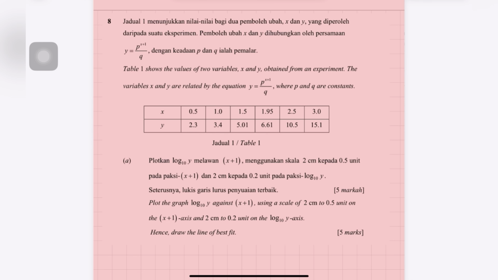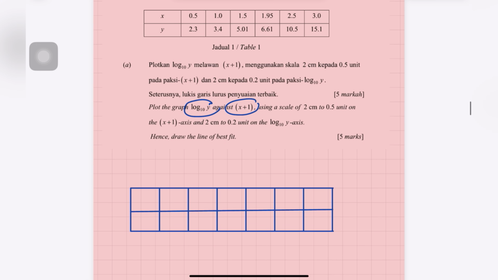So first of all, we have to construct the table for values of log y against x plus 1. Okay, so then we construct the table. We follow the instruction. So we have x plus 1, and log y base 10. For x plus 1, 0.5 plus 1 is 1.5. 1 plus 1, 2.0. 1.5 plus 1, 2.5.